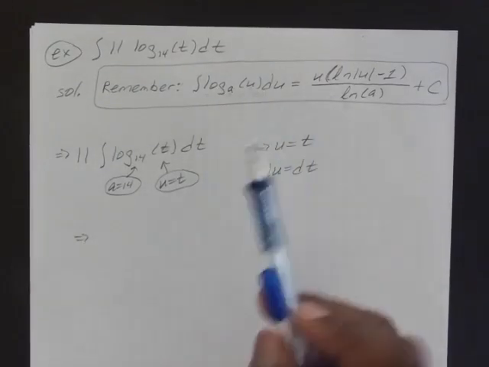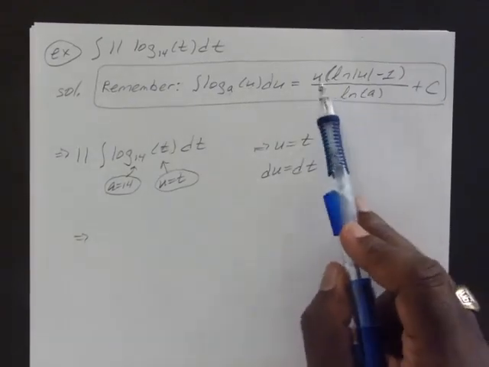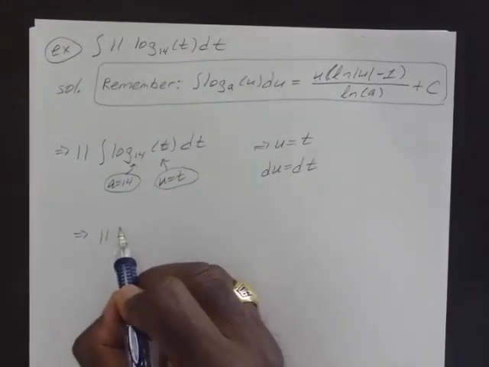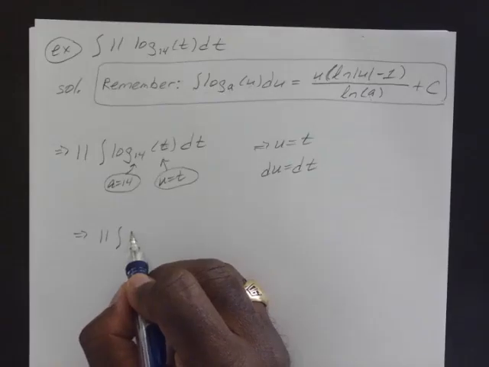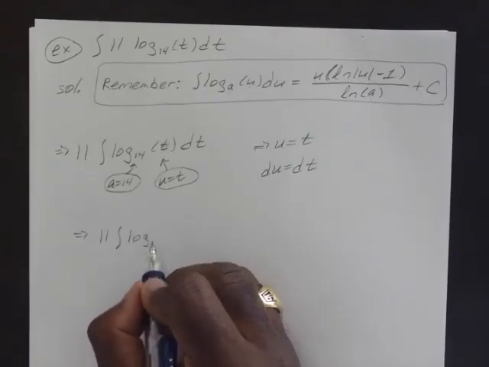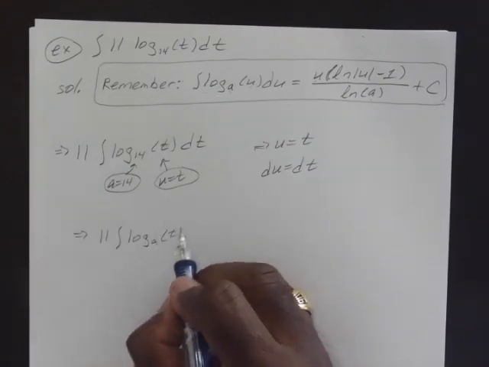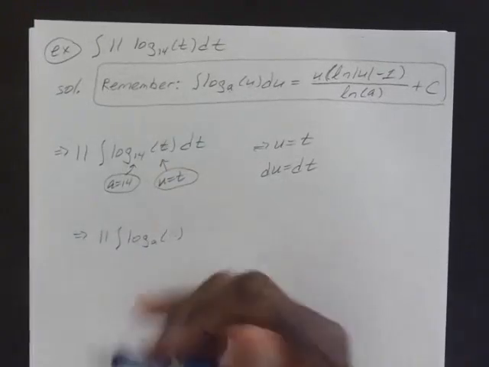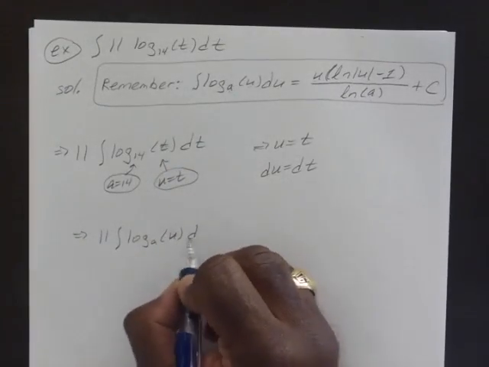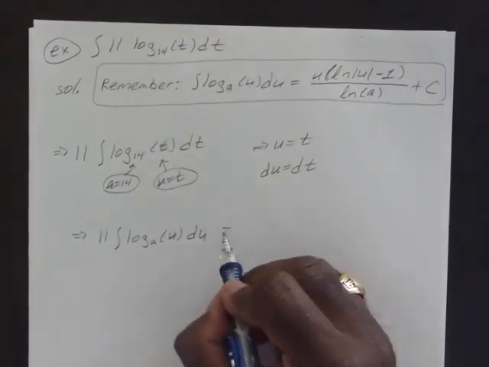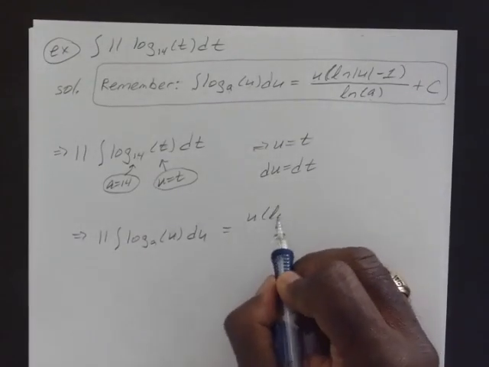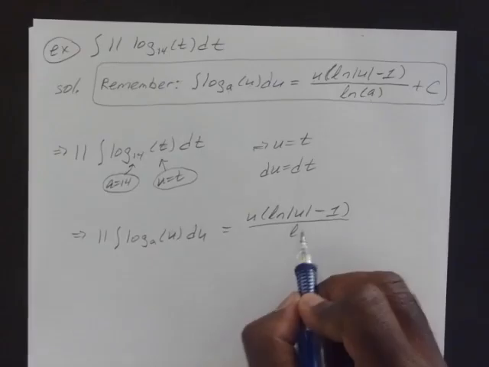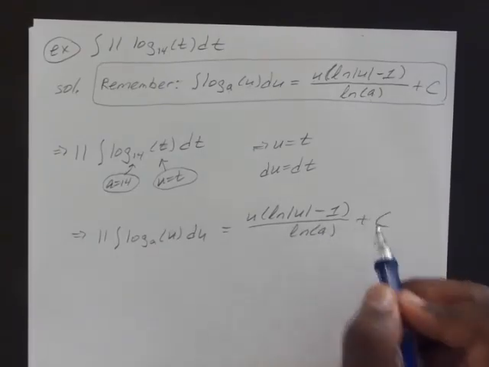Okay, so if we match this up, all we have to do is plug the u's and the a's into our formula, because we know that this is just 11 times the integral of log base a of u du. I'll put u in t's place. We know that is u times the natural log of the absolute value of u minus 1, divided by the natural log of a, plus c.